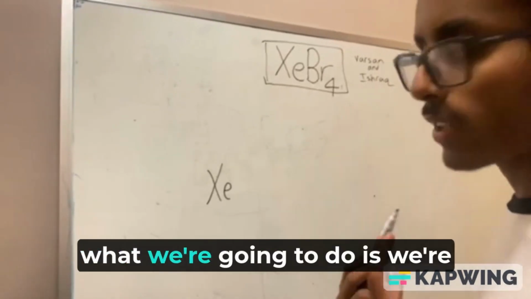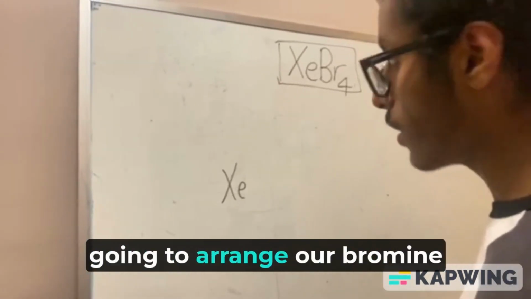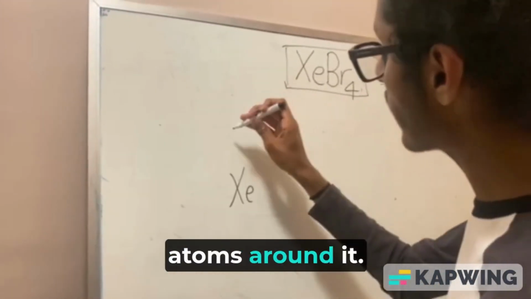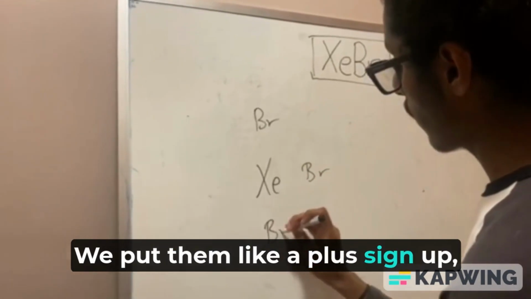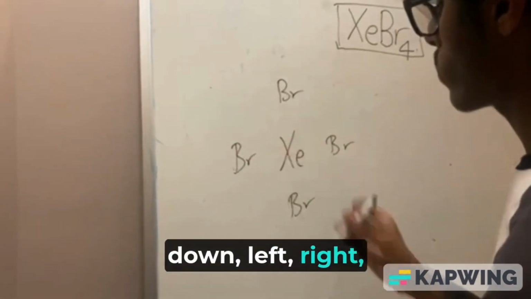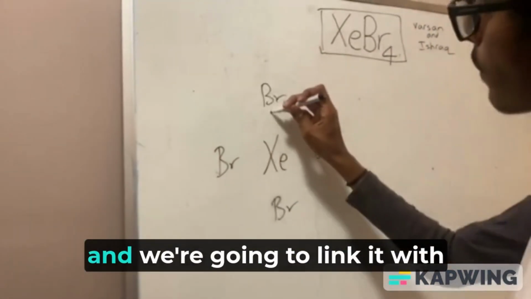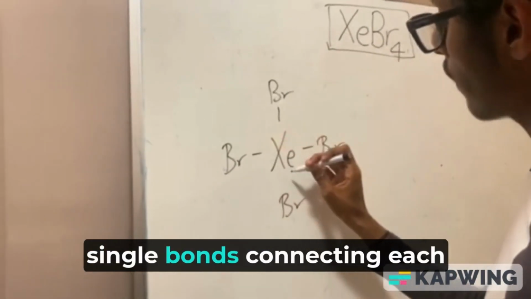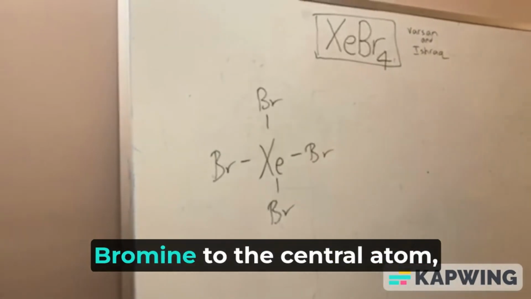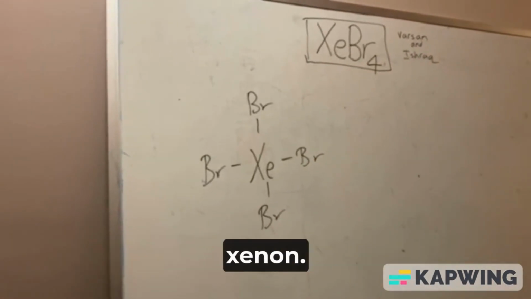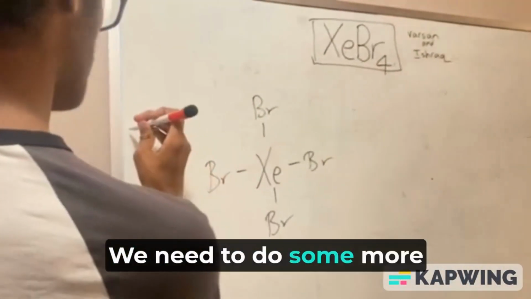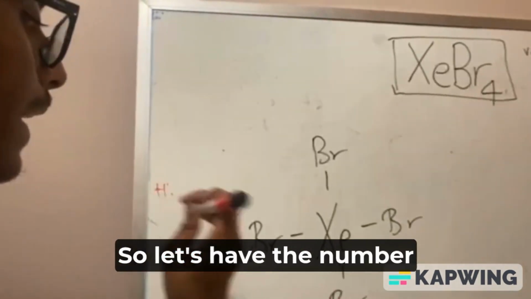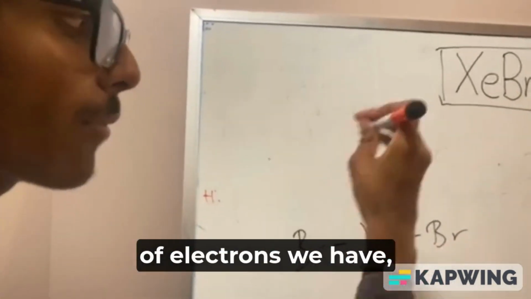As a result, we're going to arrange our bromine atoms around it. So we have 4 bromine atoms, we're going to put them like a plus sign, up, down, left, right, and we're going to link them with single bonds connecting each bromine to the central atom xenon. However, this is not our Lewis dot diagram. We need to do some more calculations. So let's start with the number of electrons we have.